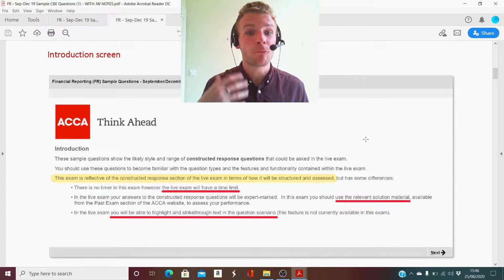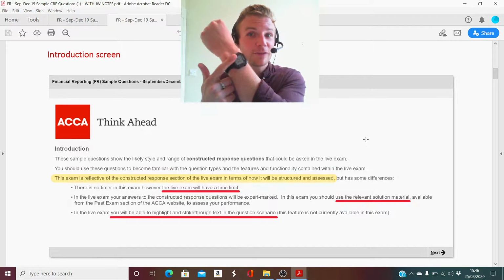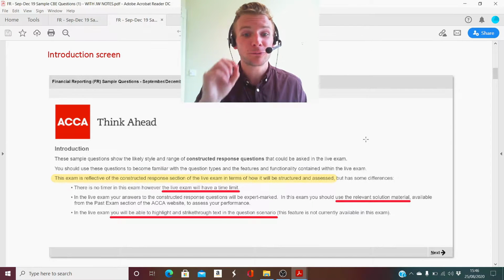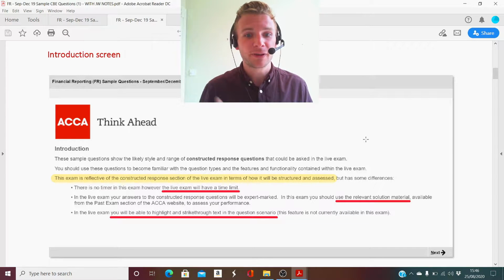So the live exam will have a time limit, so just like an actual real pen and paper exam. So first things first, if you haven't already, make sure you actually have a clock in view that you can see as well, because time management will be critical in this. We've also got on there, use the relevant solution material.